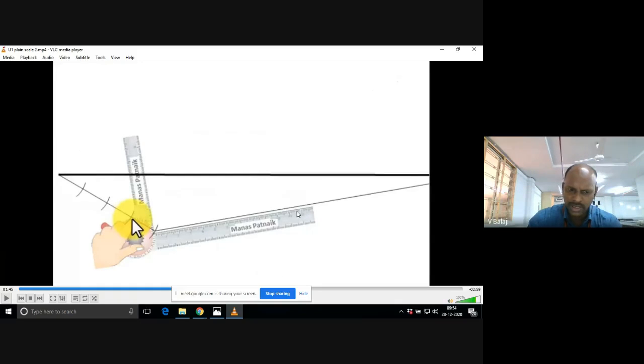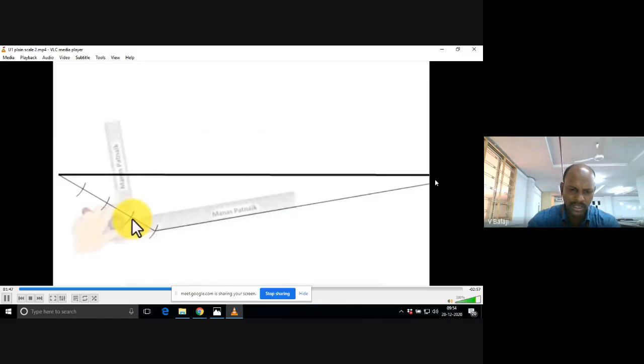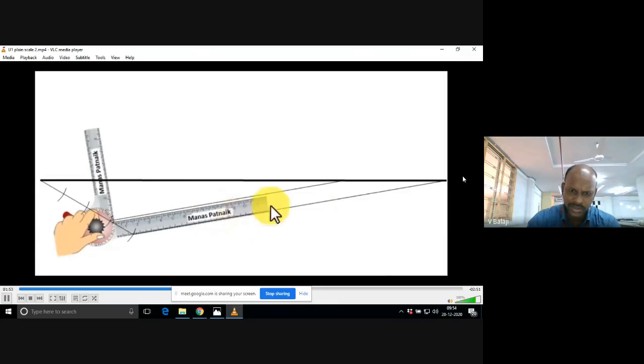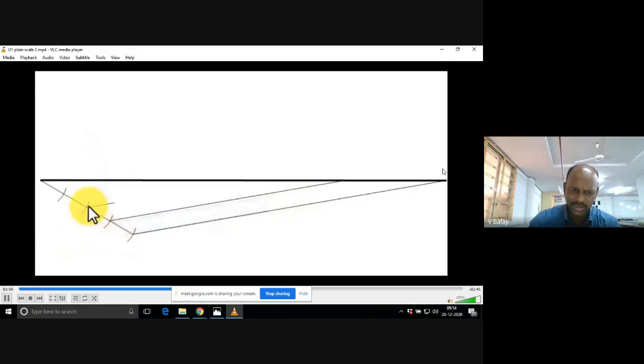Divide into 4 equal arcs on the angular line. Then the last arc you have to join to the end of that line, and you would get so many parallel lines that automatically divide the length into 4 equal parts. So use the mini drafter for drawing parallel lines.